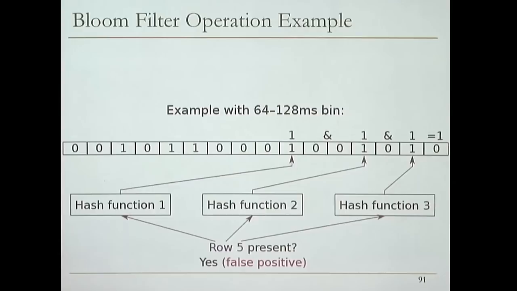But you do extra refreshes, right? So that's the trade-off that you run into. You have much fewer bits than storing two bits per row, but you get these false positives, which means that you have some extra refreshes. So this is the one example of a Bloom filter, basically.